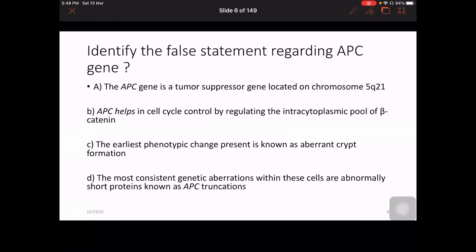Okay. C, the earliest phenotypic change present in APC mutation is known as aberrant crypt formation. True or false? True. Wonderful. So the earliest phenotypic change in APC mutation is aberrant crypt foci. D, the most consistent genetic aberration within the cells are abnormally short proteins known as APC truncation.